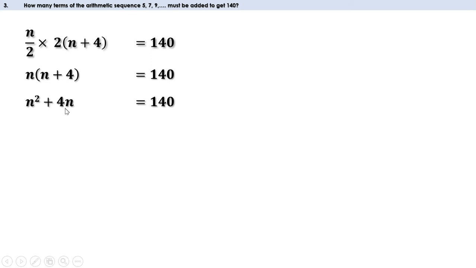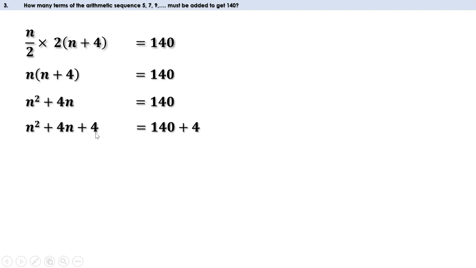So take the coefficient of n, that is 4. Half it, we get 2. Square it, we get 4. So when we add 4 here, it becomes a perfect square. If we add 4 here, we have to add 4 on the right side of the equation also. So adding 4 on both sides, we can write n square plus 4n plus 4 equal to 140 plus 4.